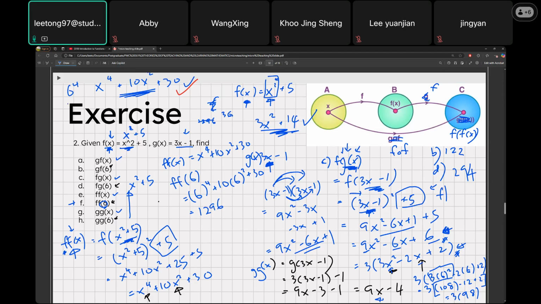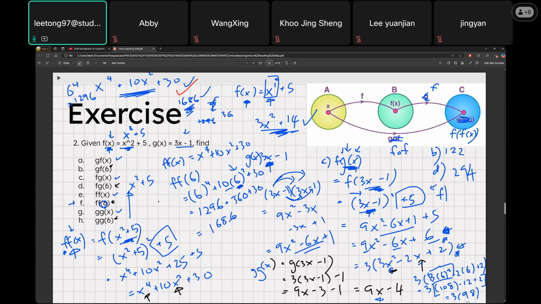6 power of 4 is 1296. How about here? 6 power of 2, yeah, I got an answer of this. So let's see. This is 36, so times 10, 36 plus 30. Yeah. Okay, this is correct.